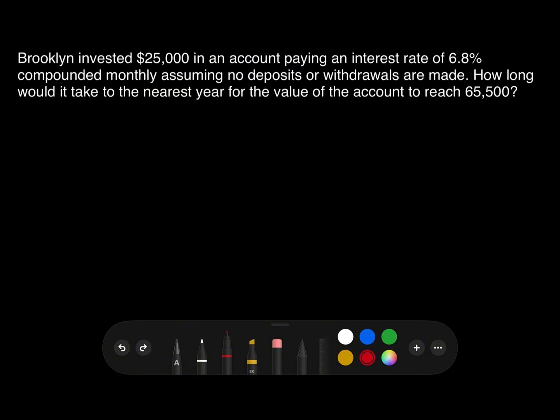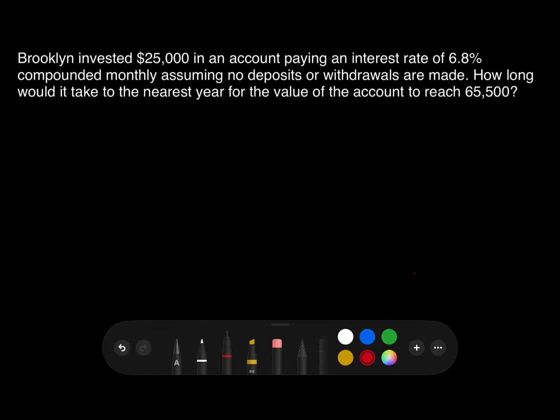Now let's read this practice problem. Brooklyn invested $25,000 in an account paying an interest rate of 6.8% compounded monthly. Assuming no deposits or withdrawals are made, how long would it take, to the nearest year, for the value of the account to reach $65,500? So let's see. What are we looking for?